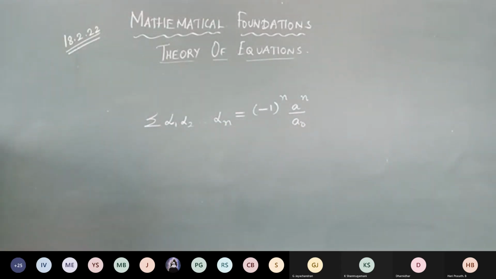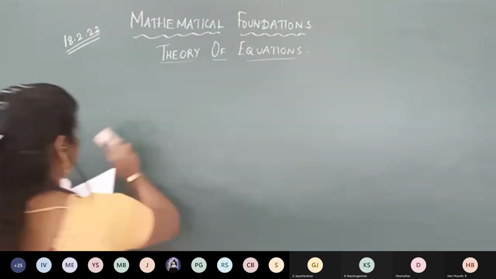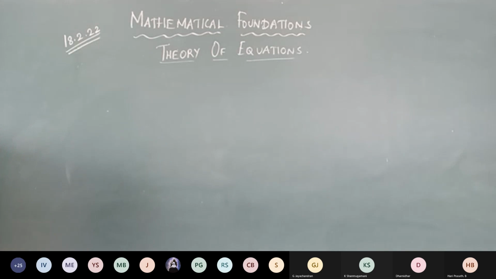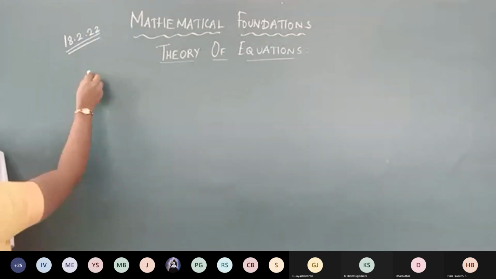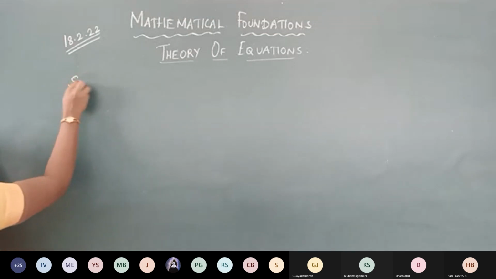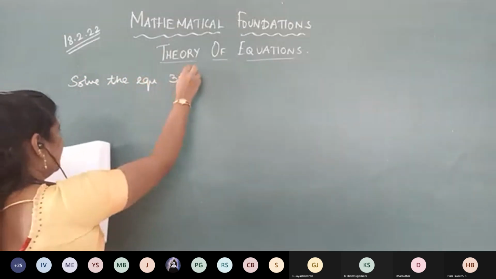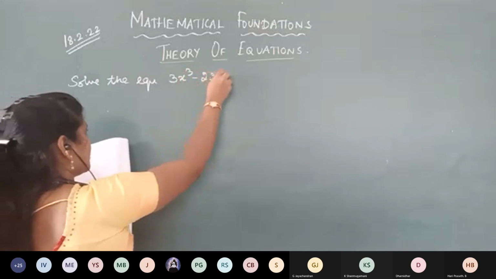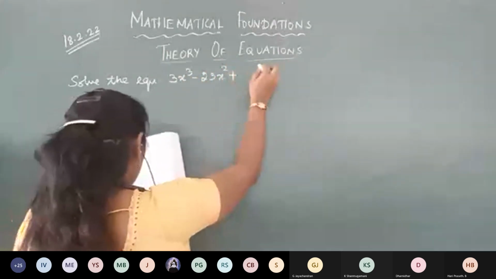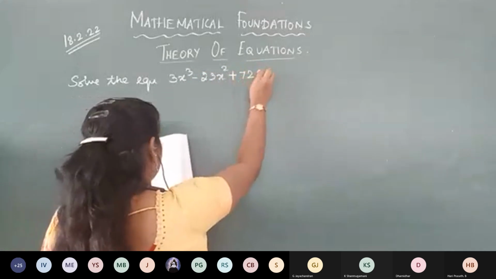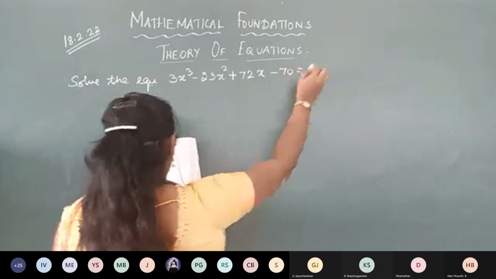So, write it down. Solve the equation: 3x cubed minus 23x square plus 72x minus 70 equal to 0.